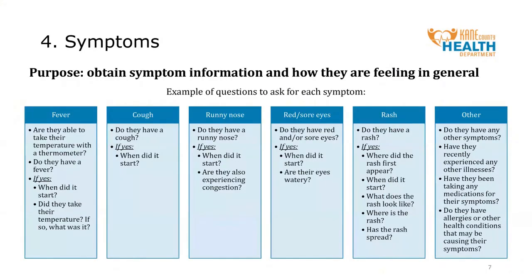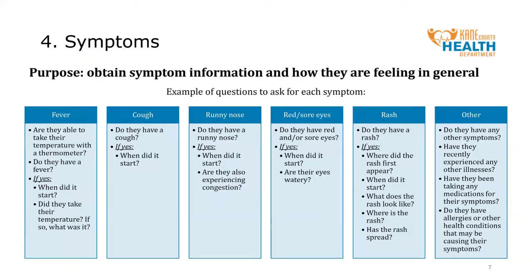The next step in the interview involves gathering information related to measles symptoms. There are several main symptoms associated with measles that we want to directly ask about. These include fever, cough, runny nose, red or sore eyes, and a rash. It's important to get as much detail as possible about any symptoms they are experiencing. For instance, you'll want to know if they have a thermometer to take their temperature. If they do, and report that they have a fever, you'll want to ask questions like when the fever started and what their temperature is.